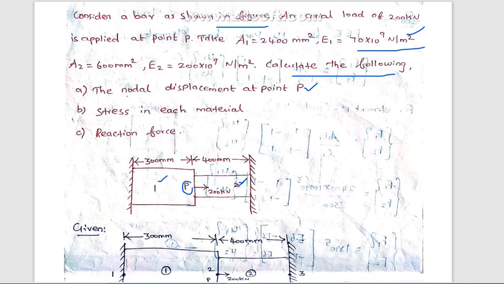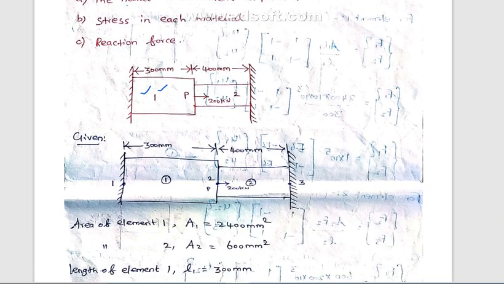What is the stress in element 1, and what is the stress in element 2? You have to identify this, and you have to identify the reaction force in element 1 and the reaction force in element 2. So these are the things you have to find out from the sum. Let's see here one by one. So this is the given sum.